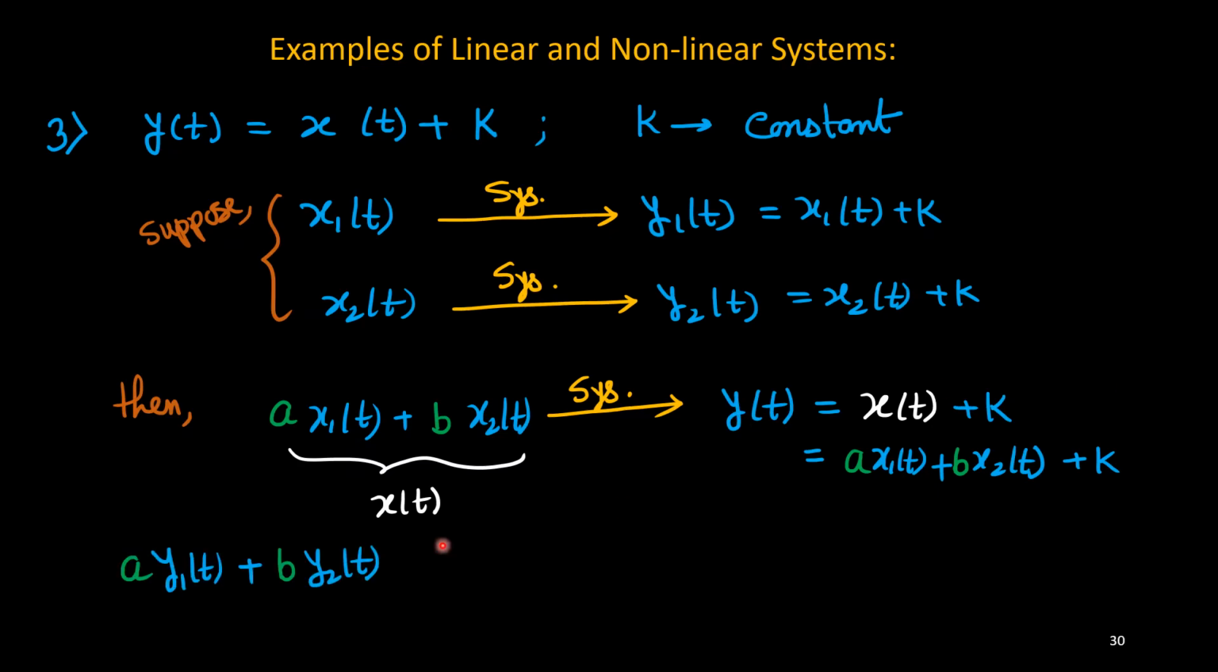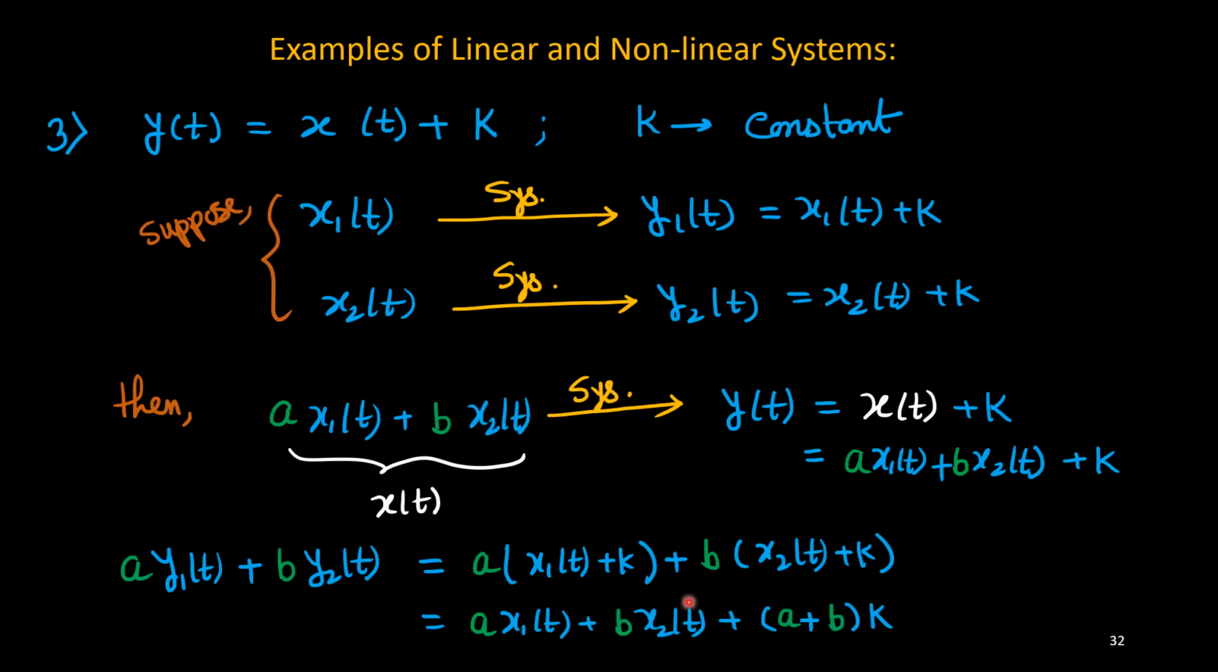So I'll consider a y1(t) plus b y2(t) and find its value. We replace y1(t) and y2(t) from here: a into x1(t) plus k, b into x2(t) plus k. Now we can rearrange. We consider a x1(t) and b x2(t) first, and then a k plus b k, so k I can take common: (a plus b) k. So you see, this exact output is a x1(t) plus b x2(t) plus k. Here this value is a x1(t) plus b x2(t) plus (a plus b) times k. So here it is only k, and there it is (a plus b) times k.